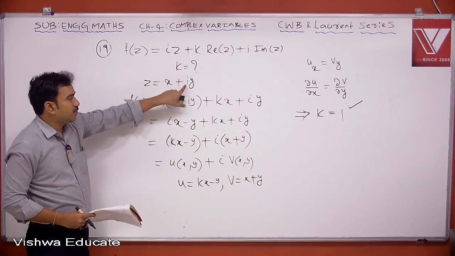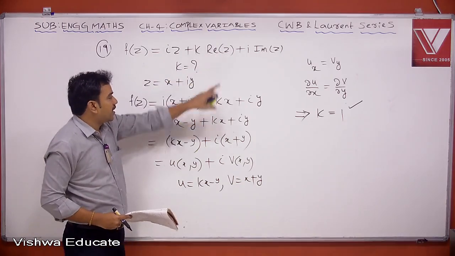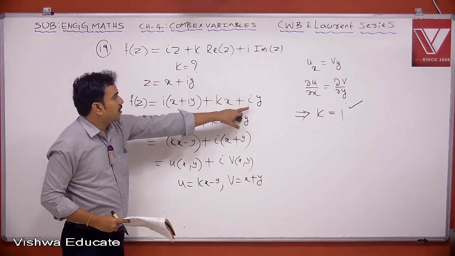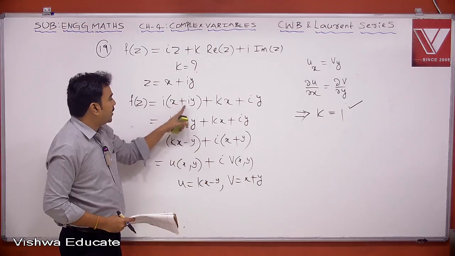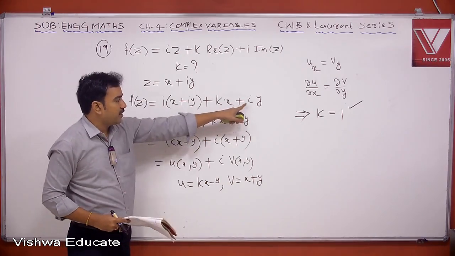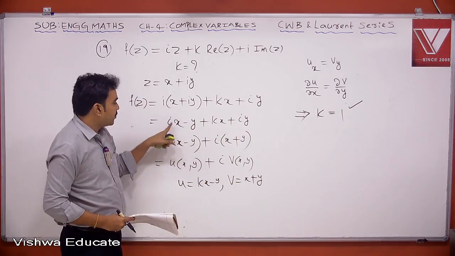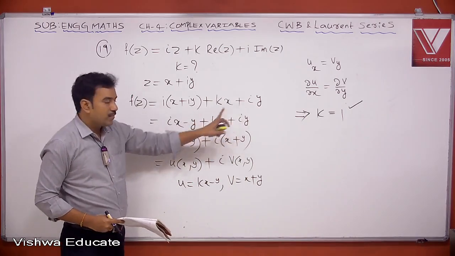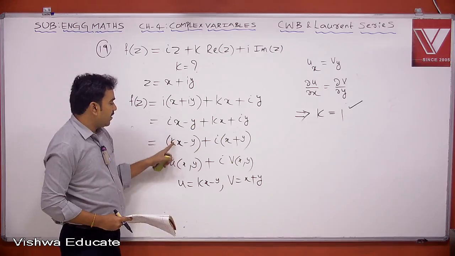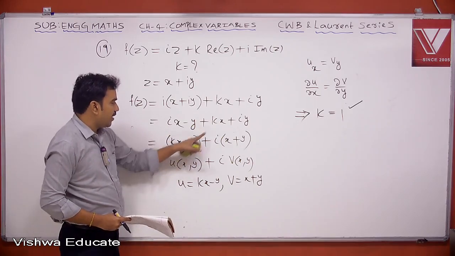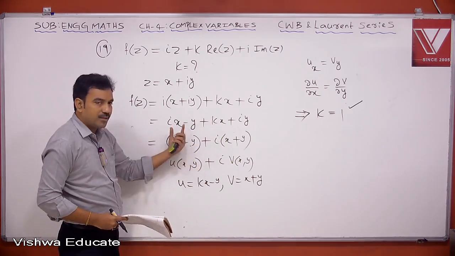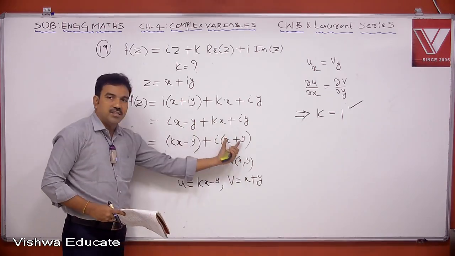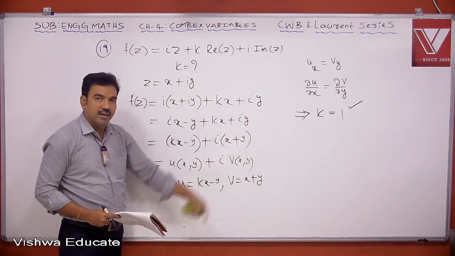Here z is x plus iy. So the real part is x. The imaginary part is i. So this is i into (x plus iy) plus k(x plus iy). Simplify this, this becomes ix minus y plus kx plus iy. So you can take this as (kx minus y) plus i into (x plus y). This is the u value, this is the v value. Apply the CR equation, we were getting k value 1.